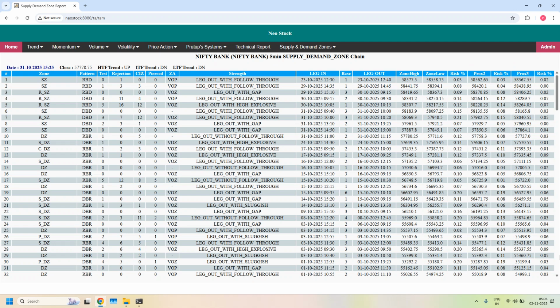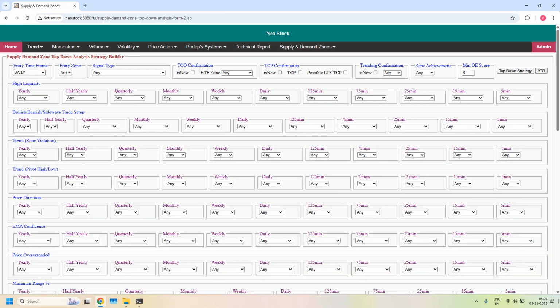So we have completed both Nifty and Bank Nifty. Next, I will generate sideways, bullish and bearish trade setups for monthly, weekly and daily income trades. Starting with monthly income trade, sideways long trade setup. Entry time frame should be daily. Entry zone should be demand zone.